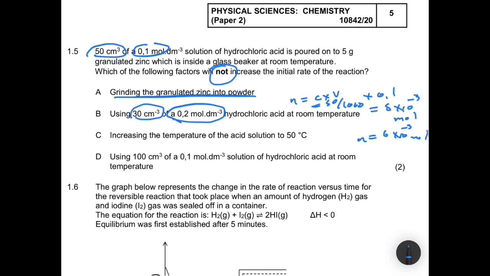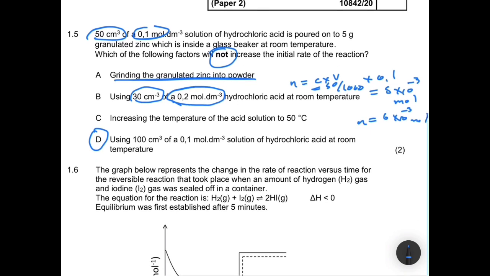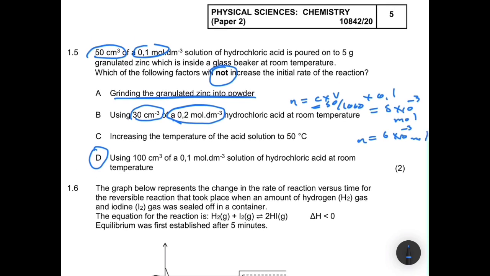Now we know that the option we're going for is D, right? But let's just look at the question and see why it is true. It is saying using 100 cm³ of 0.1 solution of hydrochloric acid. So let's see how that affects the number of moles. We're going to have the number of moles equal to 100 divided by 1000 multiplied by 0.1, concentration multiplied by the volume. And if we do that, we get 1 × 10^-2 moles, right?